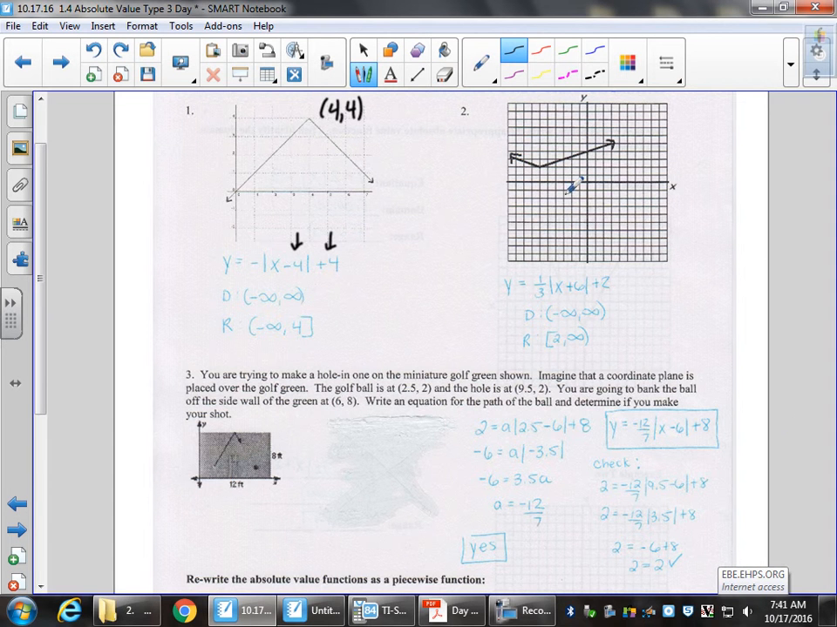So for number 2, do we agree the vertex is (-6, 2)? Okay, so from here, we're going to count the right ray first. So I would go up 1, right, up 1, 1, 2, 3. Up 1, 1, 2, 3. Up 1, 1, 2, 3. So here m is 1/3. So just double check. Good?